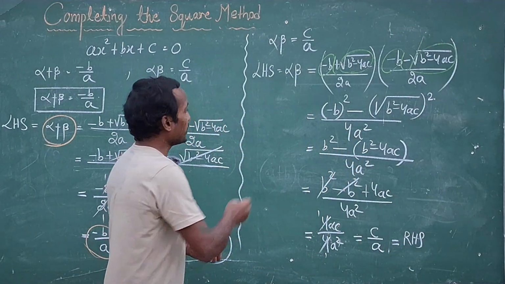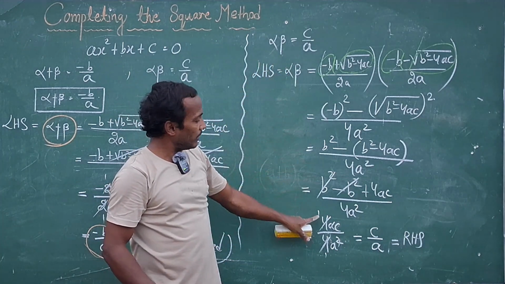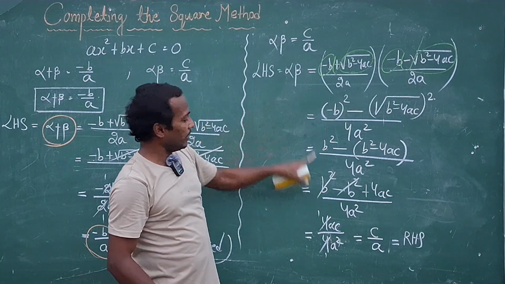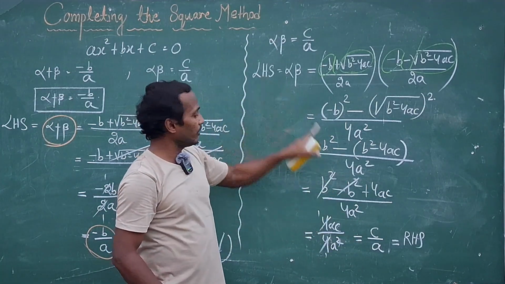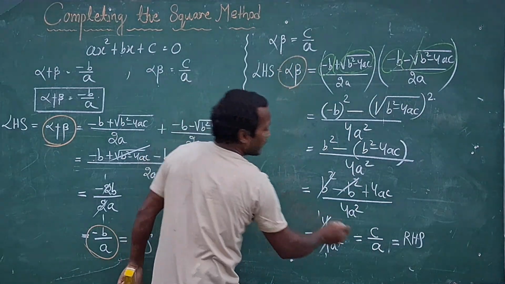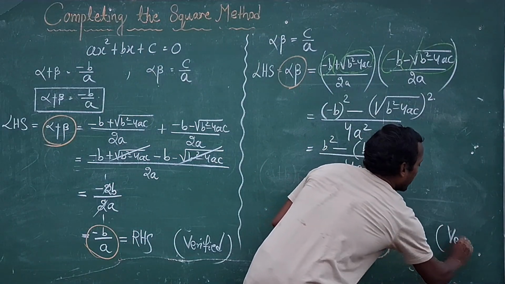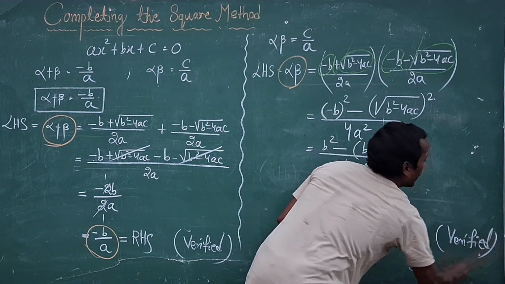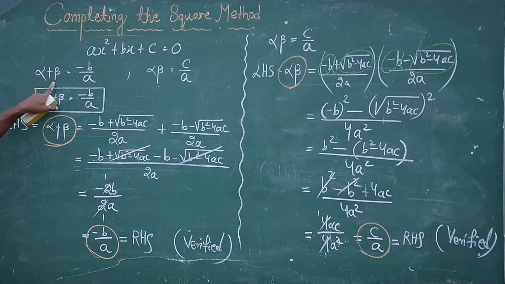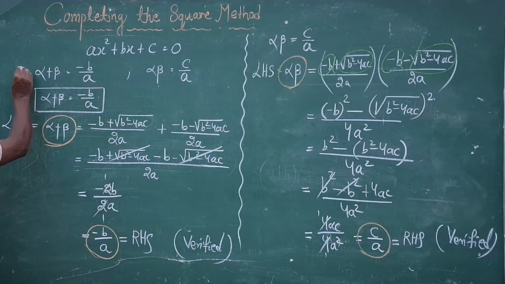So you started with left hand side, that is alpha into beta, and you found that finally it is equal to c by a. Started with LHS, we reached RHS. So we verified this relation, alpha into beta is equal to c by a. This way we verified the relationship between the roots and the coefficients. This is sum rule, this is product rule. We verified both.